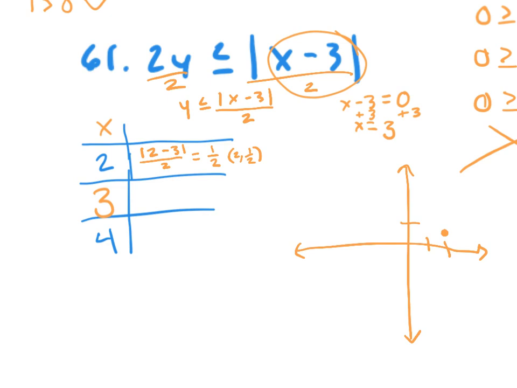Next we plug in 3. So the absolute value of 3 minus 3 over 2. What is 3 minus 3? 0. What is 0 over 2? 0 divided by 2? 0. Anytime you have 0 on top of your fraction, it's just 0. So then what's our point here? 3, 0. So we go to the right 3 and stay on 0.